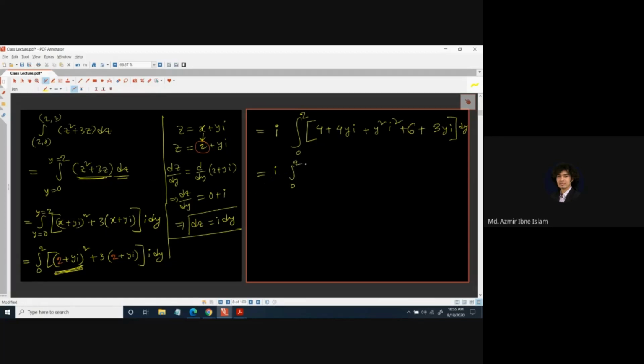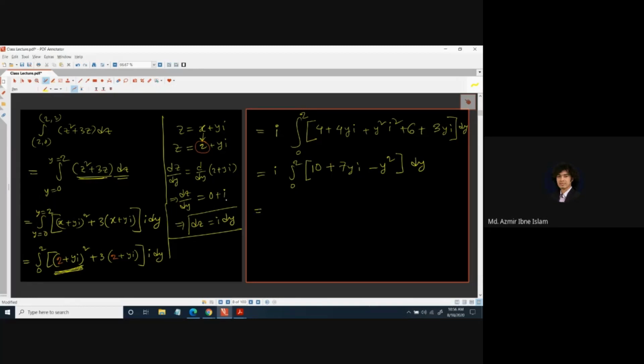So here we have integration from 0 to 2. So 4. Okay, we can also add 4 plus 6, that is 10. 4yi and 3yi, actually we have 7yi, and i squared is negative, you know. So we have negative y squared. Am I correct? Yes, yes, sir.